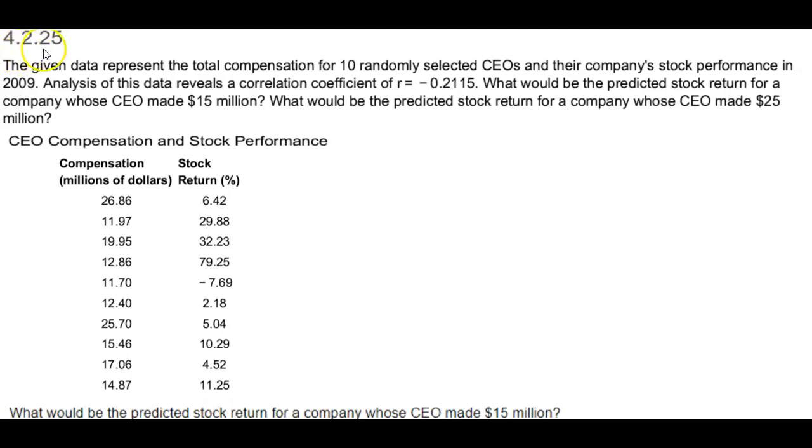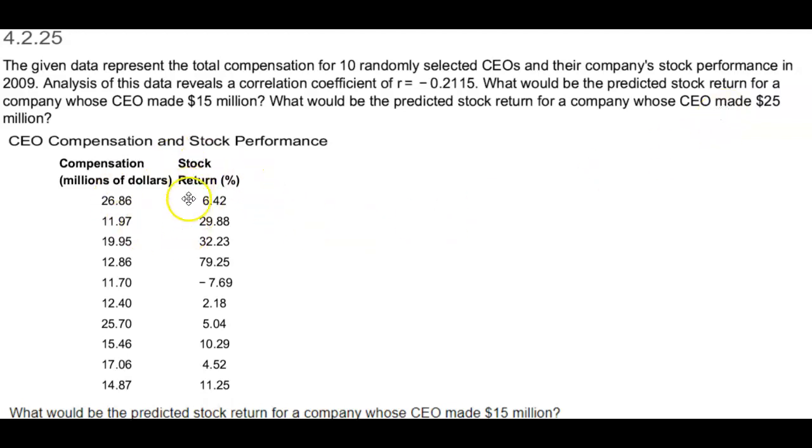Section 4.2.25, the given data represent the total compensation for 10 randomly selected CEOs and their company's stock performance in 2009. Analysis of this data reveals a correlation coefficient of r equal to negative 0.2115. What would be the predicted stock return for a company whose CEO made $15 million? And what would be the predicted stock return for a company whose CEO made $25 million?